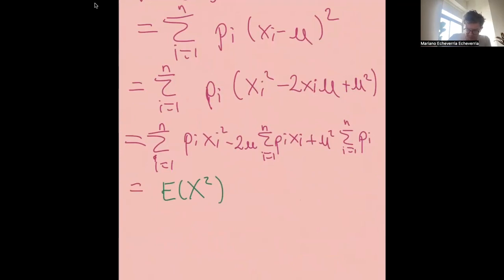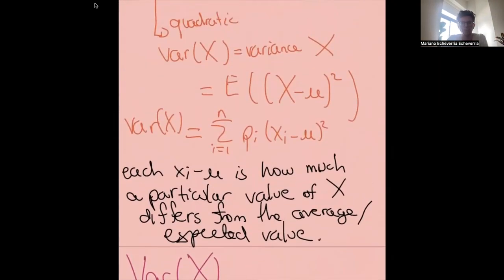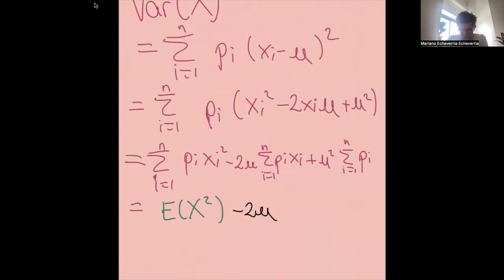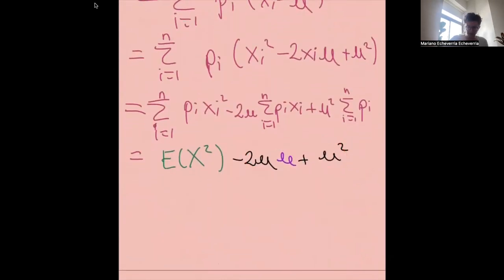What's the other stuff? Well, this is again the formula for the expected value, or the average, which we're calling mu in this case. So let me put it as mu in purple. And then you have to use here that the probabilities add up to 1. So you get mu squared, so you get minus 2 mu squared plus mu squared. So you get the variance, right? The variance of x is the second moment minus mu squared.